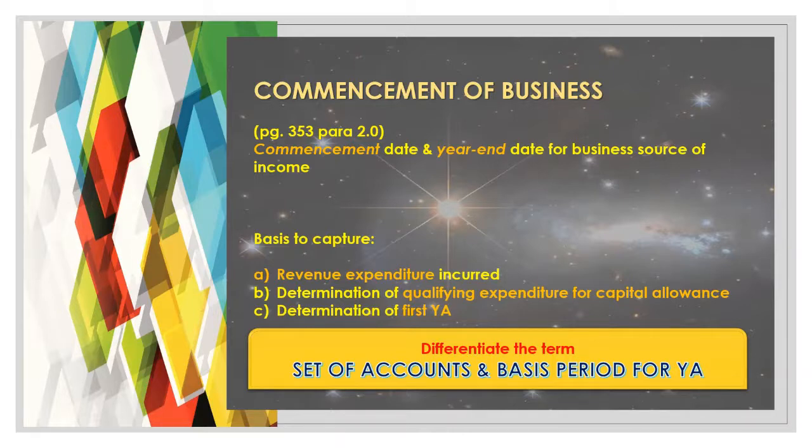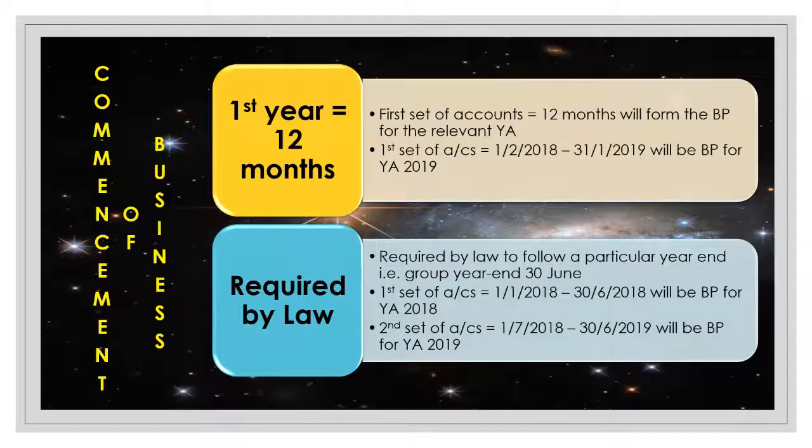Because your financial year end or your sets of accounts, in general, you would have 12 months of sets of accounts, but in certain circumstances, you might have less than 12 months or more than 12 months. Basis period, for a business, actually refers to the financial year, and year of assessment is when you are going to assess your income.